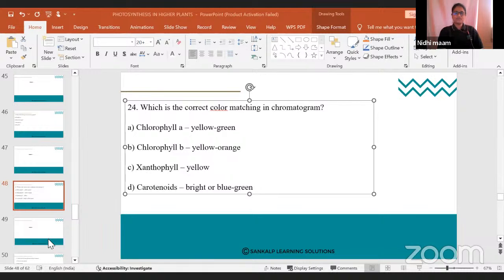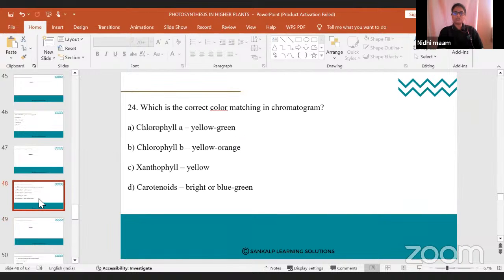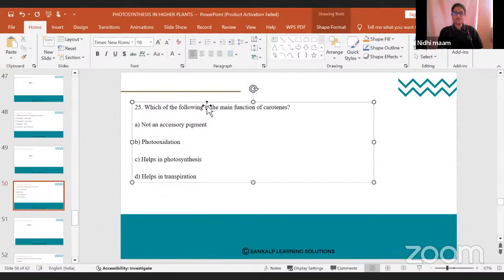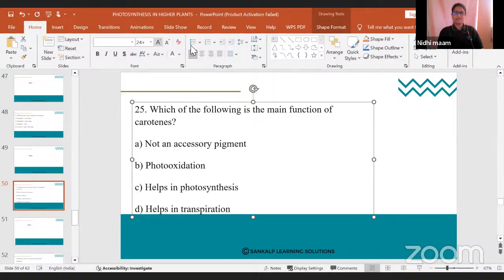So the right answer for this question is option C, that is xanthophyll yellow. Next question. Which of the following is the main function of the carotins? A is not an accessory pigment. B is photooxidation. C is helps in photosynthesis. D is helps in transpiration. What is the main function of carotins?